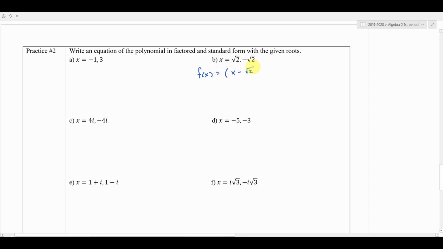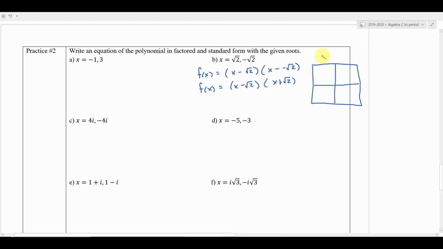So we're going to have x minus root 2, and then we'll have x minus negative root 2, because there's our root 2, there's our negative root 2. Then I'm going to simplify that a little bit, let those negatives take care of themselves. So we've got x minus root 2 and x plus root 2. And then I set up a box, just like that. I'll put x minus root 2 here, x plus root 2 here.